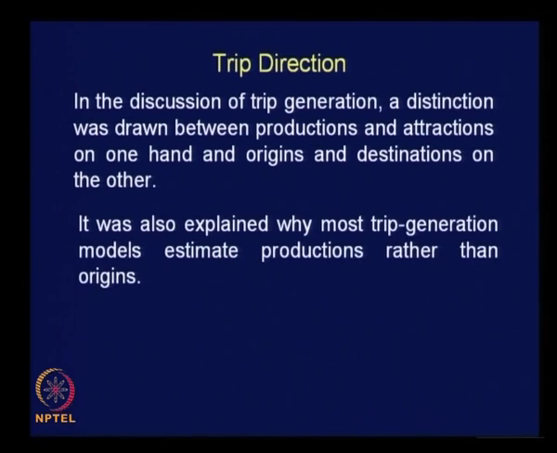It was also explained why most trip generation models estimate productions rather than origins. It is convenient because we designate zones as production zones, attraction zones and so on. There is no need to worry about trip origins, trip destinations at that stage. The point made here is the direction of movement was not considered while you quantify the total trip ends associated with traffic zones, that is the point.